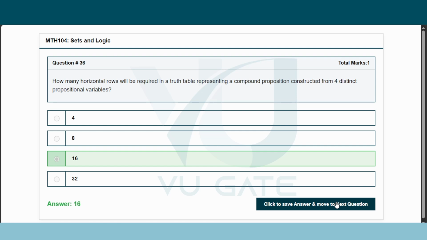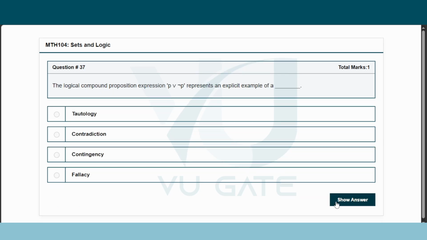Question number 37. The logical compound proposition expression, P or negation of P, represents an explicit example of a blank. The correct answer is tautology. Question number 38. The logical compound proposition expression, P and negation of P, represents an explicit example of a blank. The correct answer is contradiction.